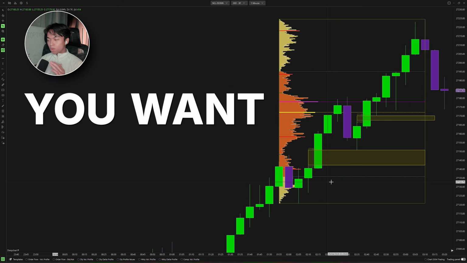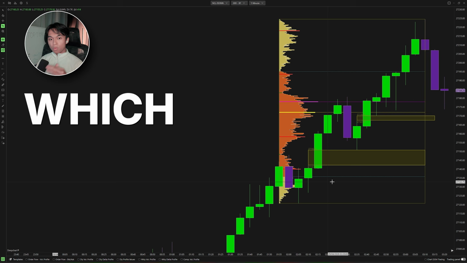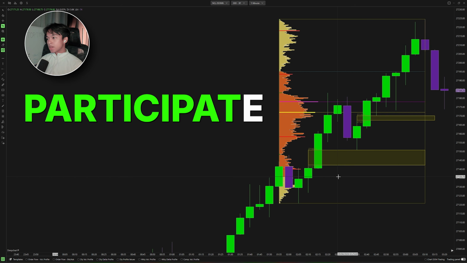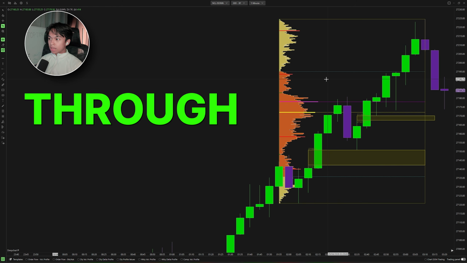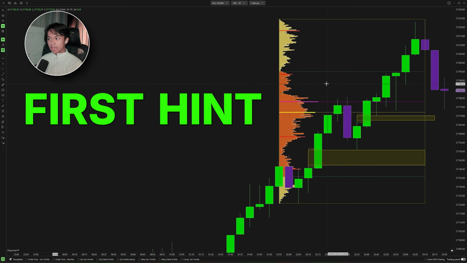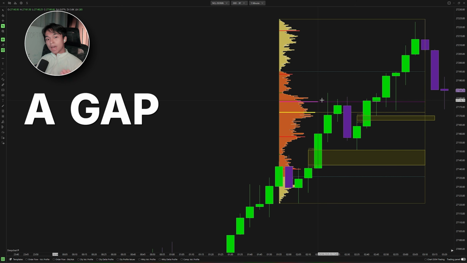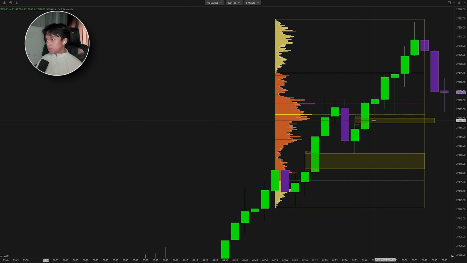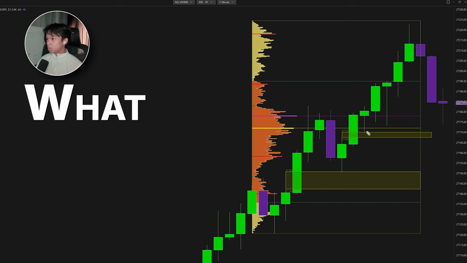Once you do that, you want to be looking for an area where you see participants did not participate and price moved through. That is going to be your first hint that there is actually a gap in that area. So looking over here, what do we see? Now we saw this beautiful gap right here, but you have to ask yourself what happened here.